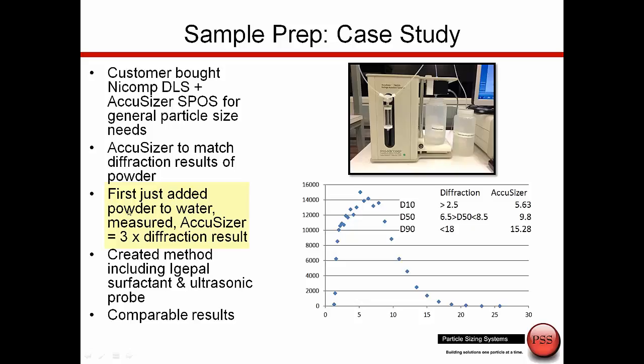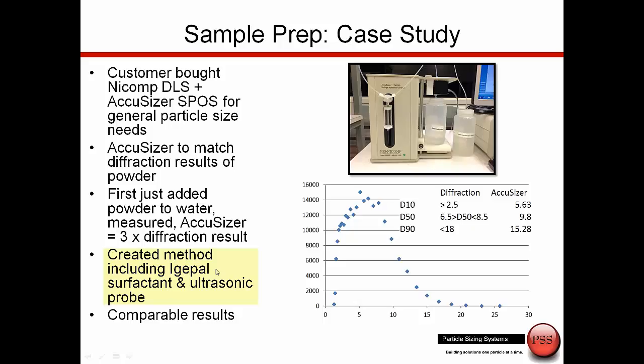And the customer was despaired, saying, why doesn't your result match? Well, let's take a look at the sample preparation we're going to use here. We spent a day creating a good method, and that included using first a surfactant. It was EGPAL 630 actually, which is a good non-ionic surfactant.